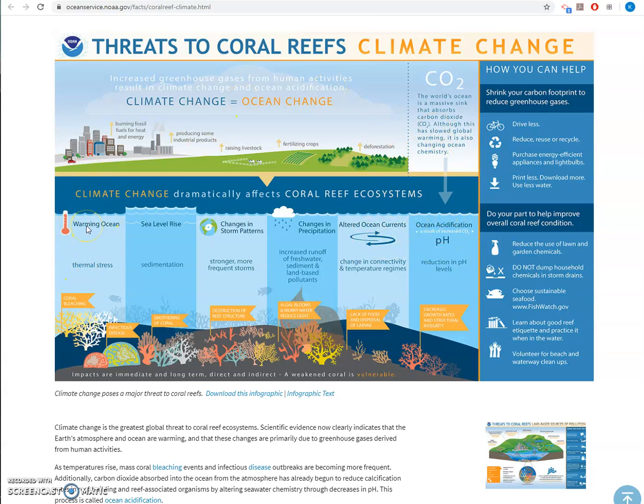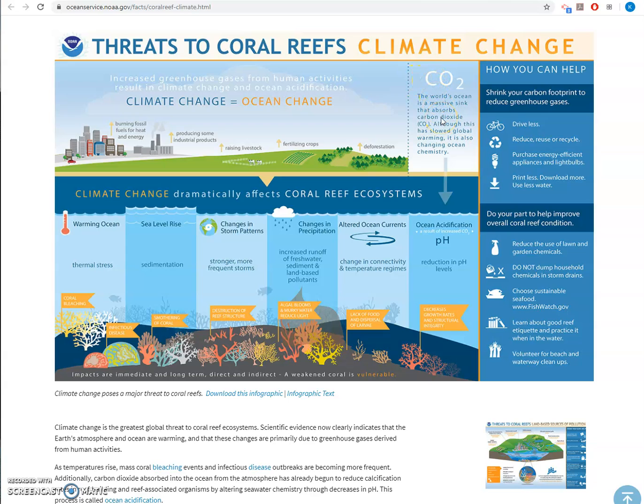So warming ocean. Ocean gets warmer as you add more. So more CO2 in the atmosphere is more of a greenhouse gas, increases the temperature of the atmosphere. Warmer air is going to make warmer oceans because the water's going to absorb that heat. Warmer oceans, thermal stress on your corals. Boom.